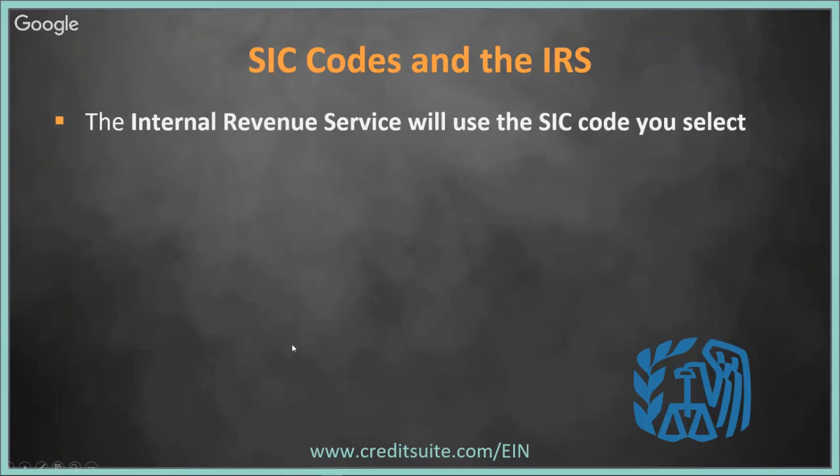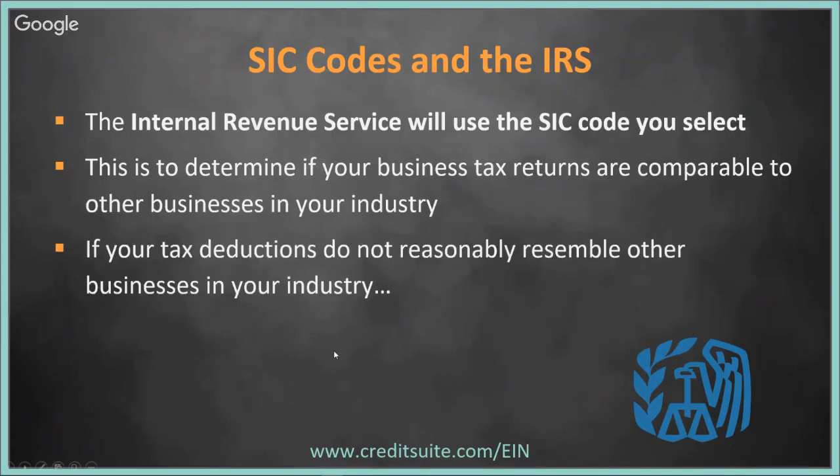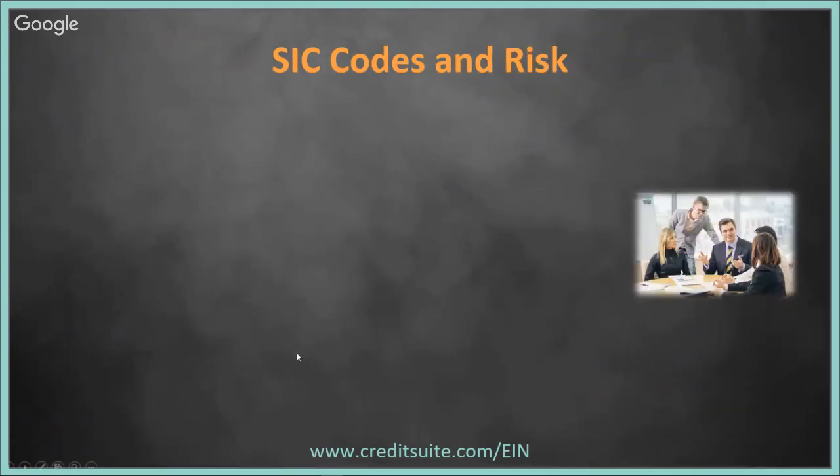Now, the IRS will use the SIC code you select. This is to determine if your business tax returns are comparable to other businesses in your industry. It's one of the reasons the IRS wants to look at it, right? If you're showing profits, revenue and things that are so out of line with what's comparable with an industry or an industry group, that throws up red flags, for example. So if your tax deductions don't reasonably resemble other businesses, then that's what triggers an audit, right?